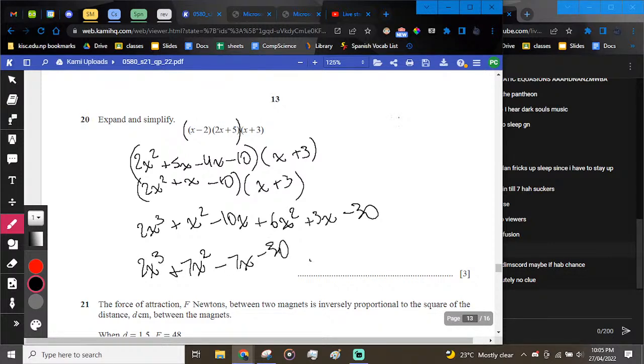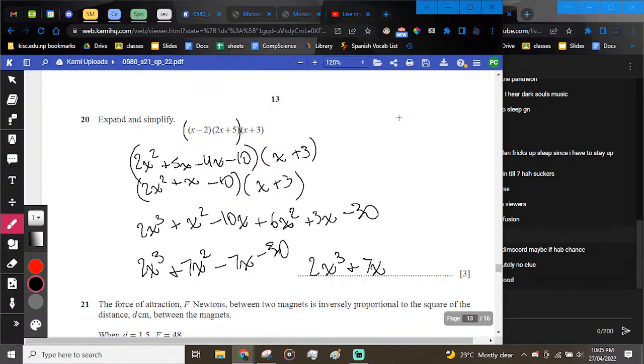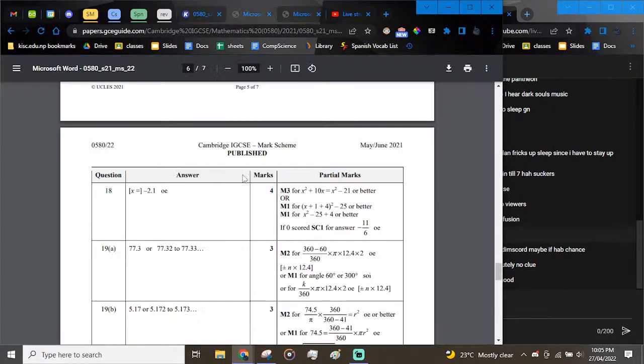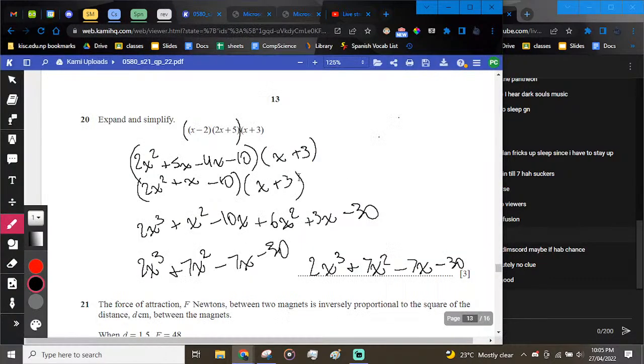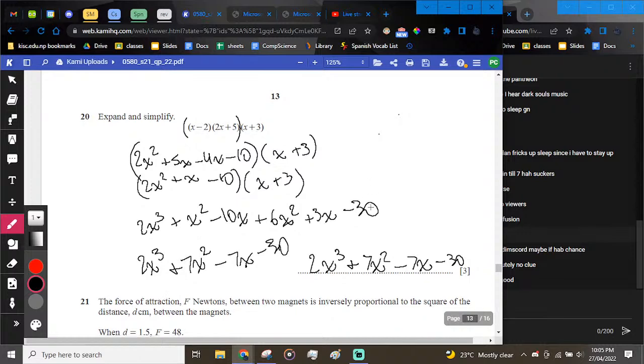Boom. Look at that. Beautiful. That's good. Thank you. Beautiful. Always a pleasure when the mark scheme matches your working.